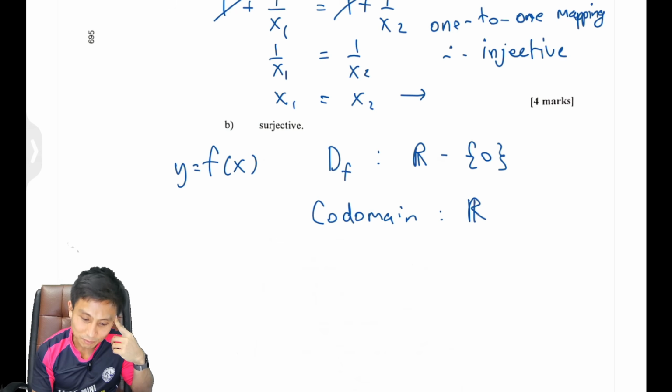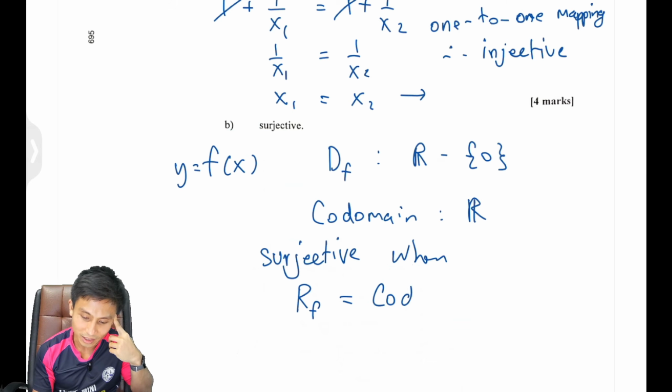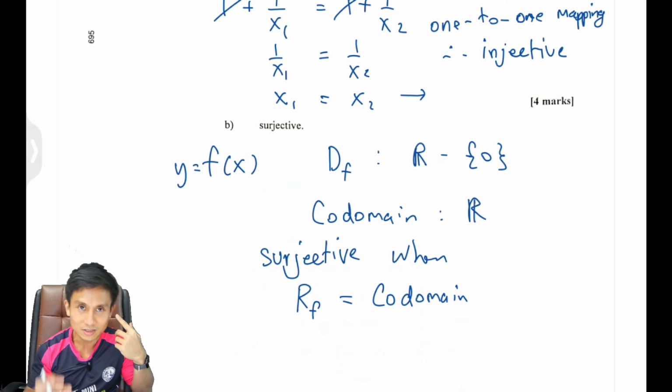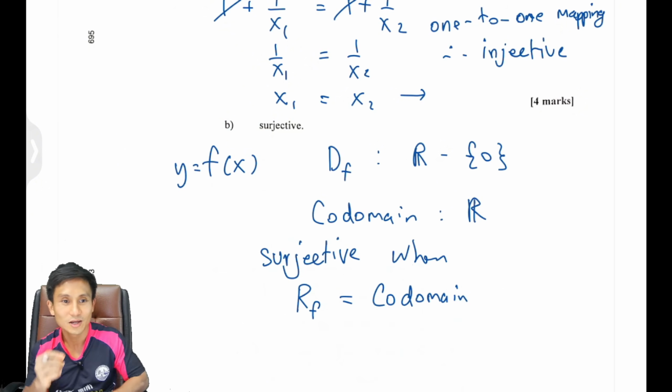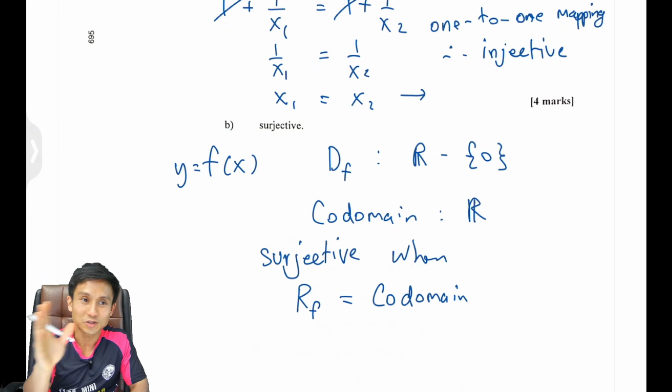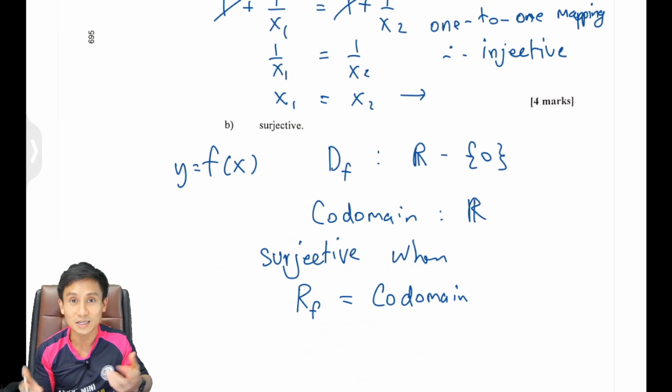Now if it so happens that it's surjective, it is surjective when the actual range, which is Rf here, is going to be equal to the codomain, right? It's only surjective when this is true. Okay, so we're just going to find the actual range of this function to prove whether it's surjective or not, right?